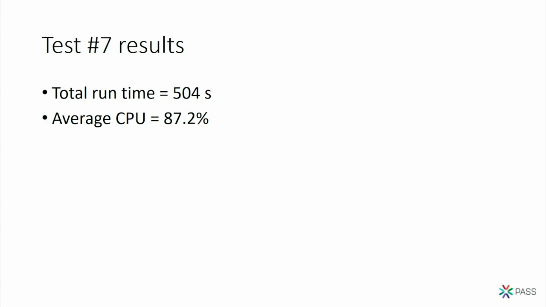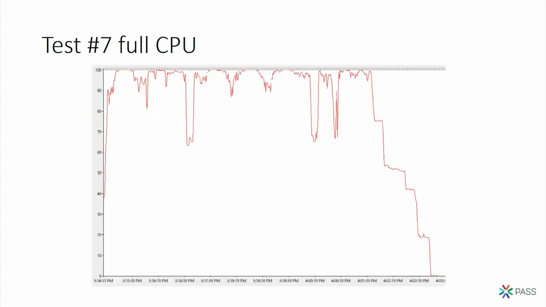504 seconds. Okay. It's looking a lot better, right? SQL Server says CPU is 87%. Perfmon seems to mostly agree. For the first time, we're at 100% CPU. That's what we want. So now we've got a new type of problem. We're using too much CPU.